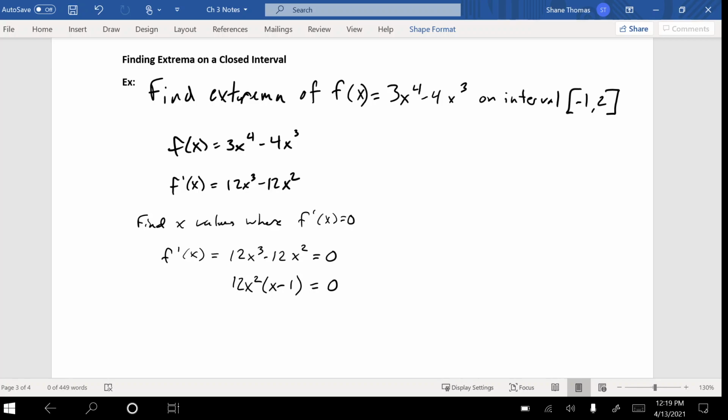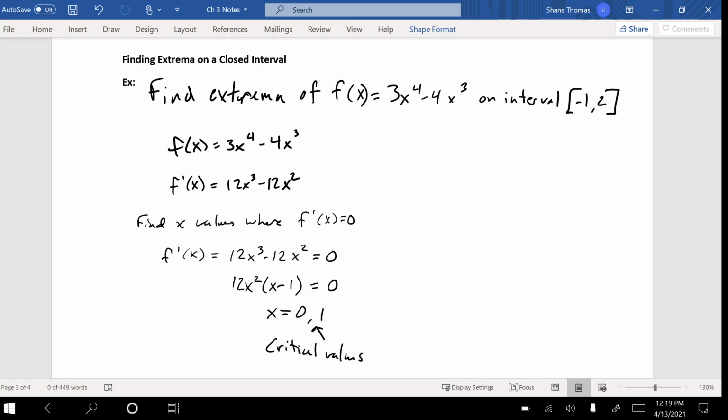All right. So from there, I set both of those equal to 0. If I set 12x squared equal to 0, what am I going to get? It's going to be 0. And then if I set x minus 1 equal to 0, what do I get? 1. So 0 and 1. Those are my two critical values. You all right with how I got those? Okay. So those are my critical values right there.